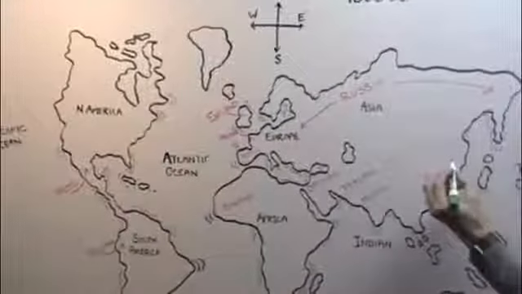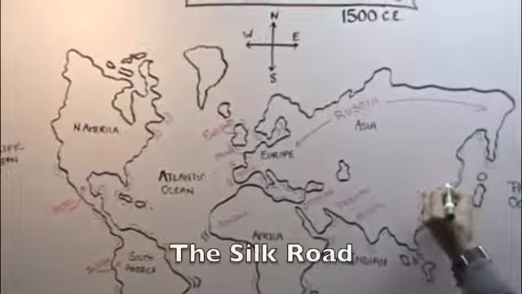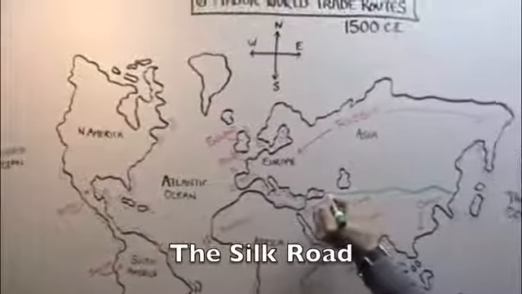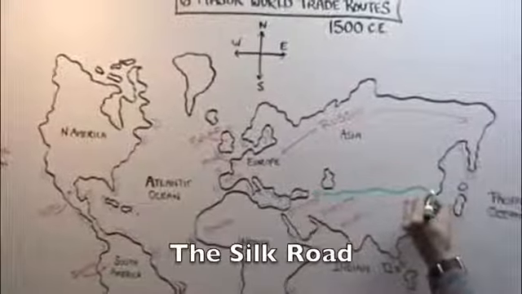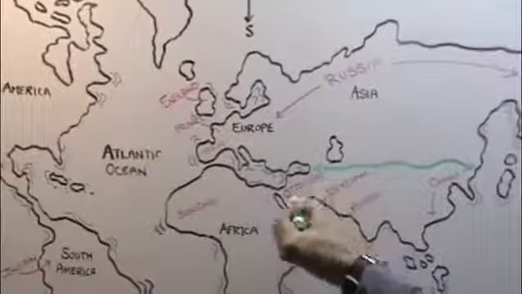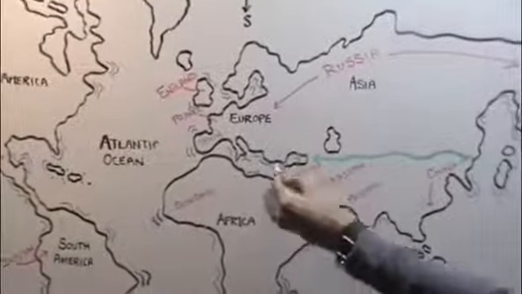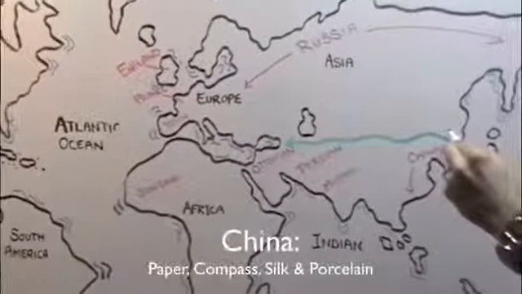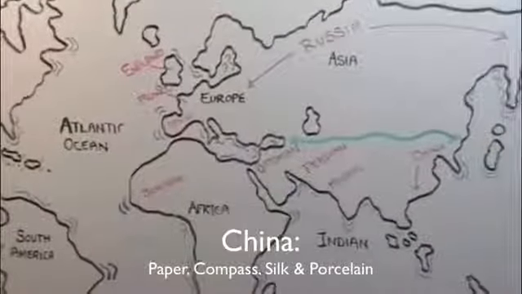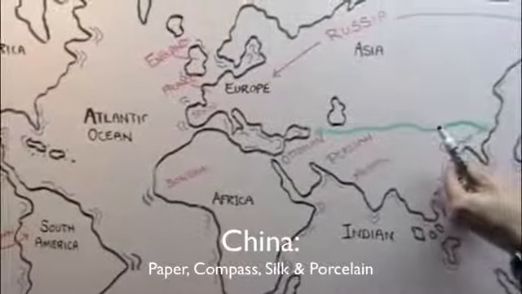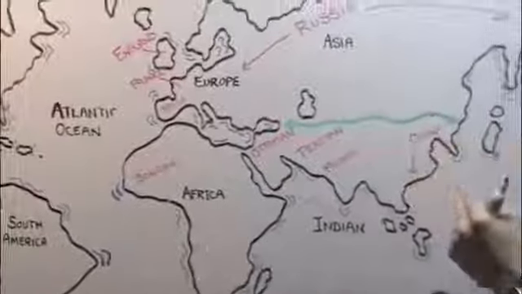The first one is what's called the Silk Road. The Silk Road was very important because it brought goods across the middle of Asia here from China all the way across to the Ottoman Empire, which was kind of the middle of trade in the world. China was known for trading things like paper, the compass, silk, and porcelain. We still talk about porcelain today as China.